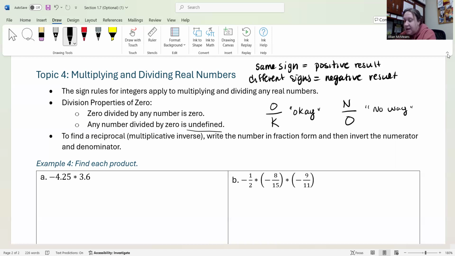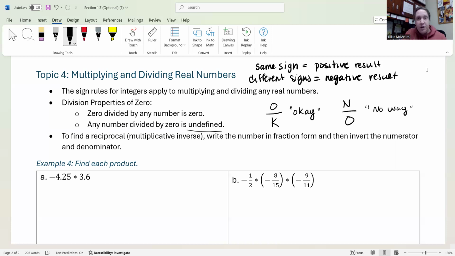There's another spot here because we're potentially going to talk about reciprocals. To find a reciprocal, or technically a multiplicative inverse, which is a super formal official name for a reciprocal, write the number in fraction form and then invert the numerator and denominator. We talked about that when we covered fractions in a previous video, but this is just a quick reminder.